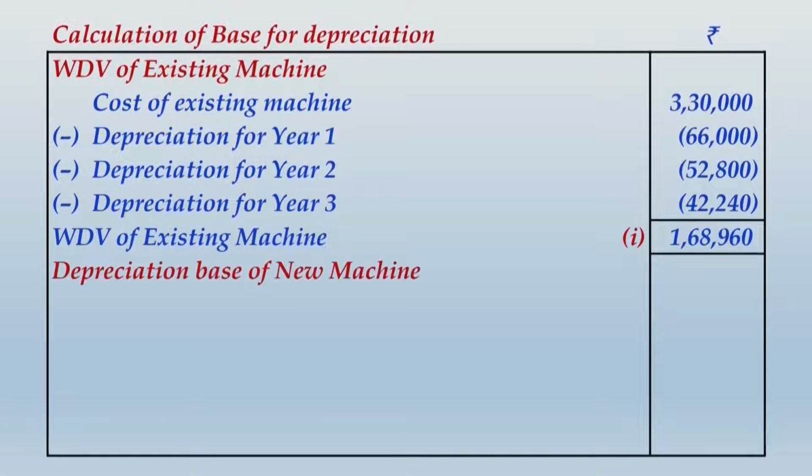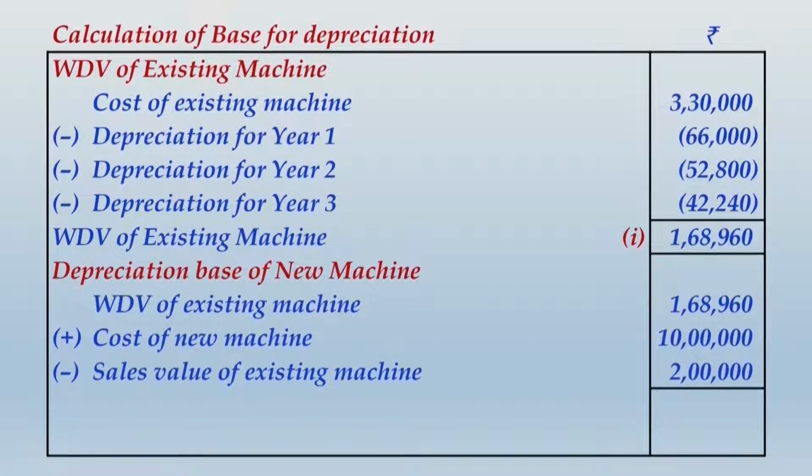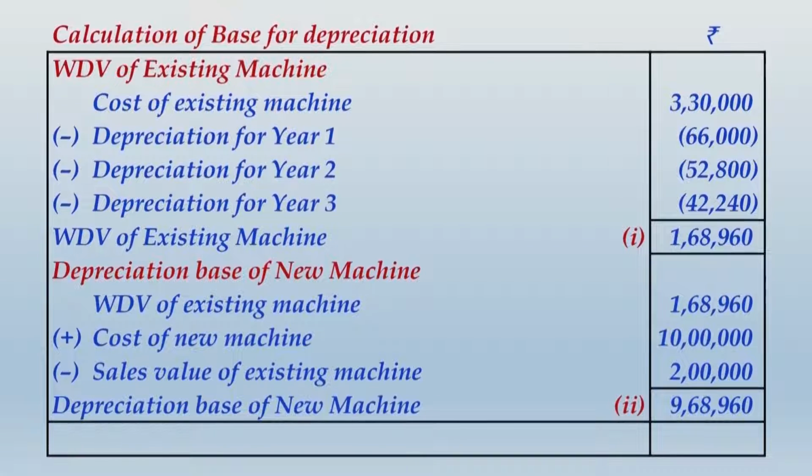Now the depreciation base for the new machine will be the WDV of the existing machine compared with the cost of the new machine. You subtract the sales value of the existing machine, and the depreciation base for the new machine you get will be 968,960. Now the depreciation base for existing was 168,960, for the new one it is 968,960. The difference between these two will give you the base for incremental depreciation, that is 8 lakhs.